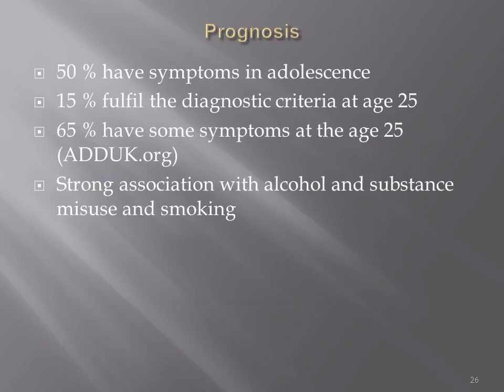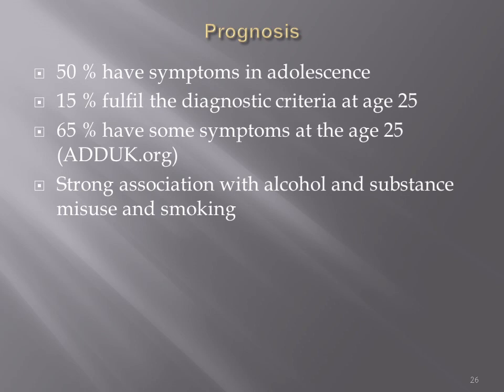Prognosis: 50% of the children have symptoms in adolescence, and 15% fulfill the diagnostic criteria at age 25, while 65% have some symptoms at the age of 25, according to the adduk.org.